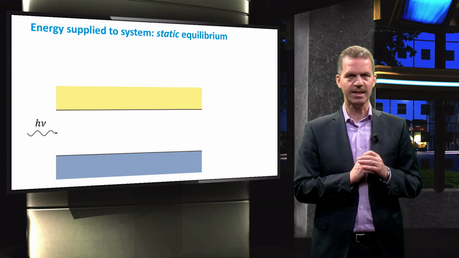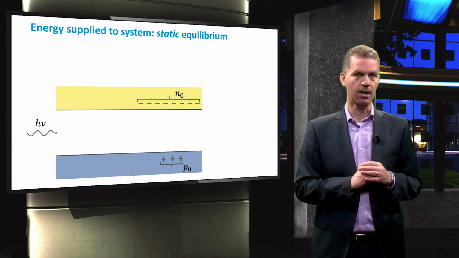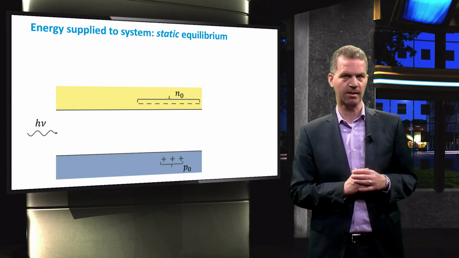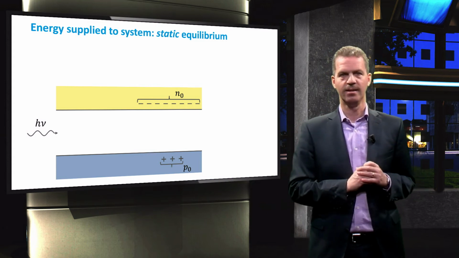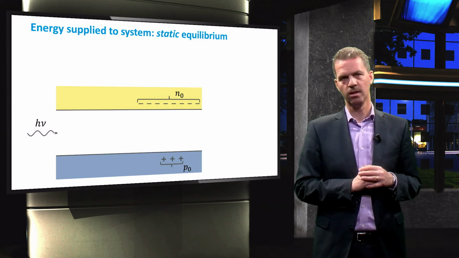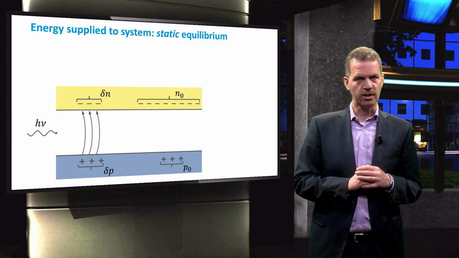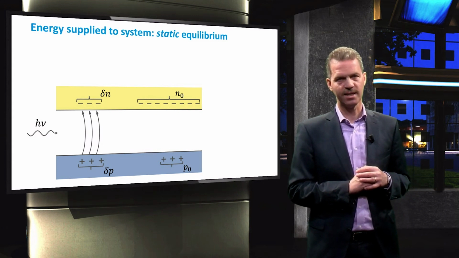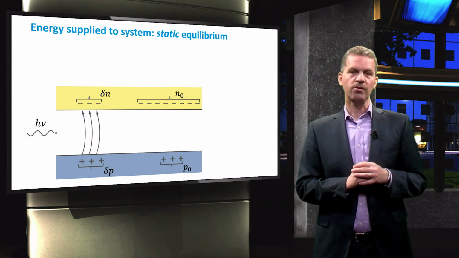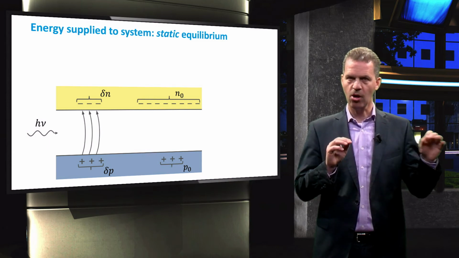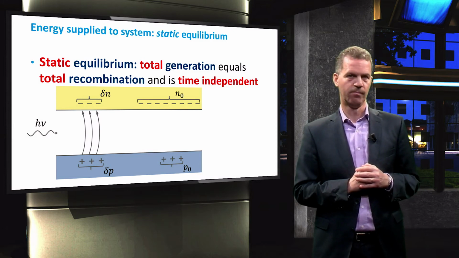We will split up this system in a part that represents the situation in thermal equilibrium, in which N0 and P0 represent the electron and hole concentrations in thermal equilibrium, and add to that the extra electron and hole concentrations that are generated by the illumination. These extra carrier concentrations are usually referred to as excess carrier concentration and denoted by the prefix delta. If we consider this situation to be constant in time, the situation will be in static equilibrium or steady state.